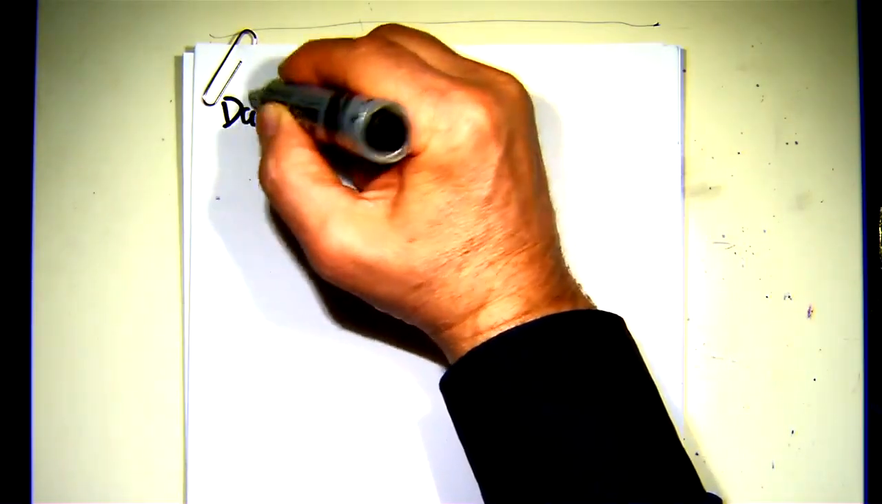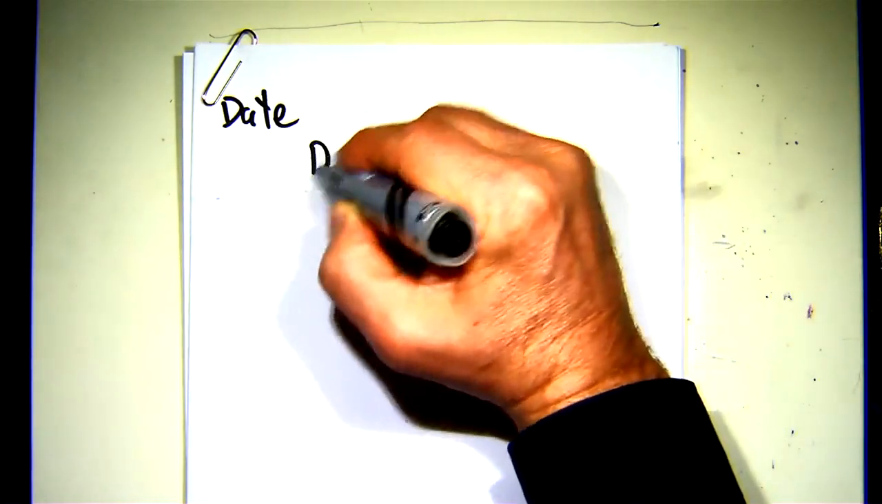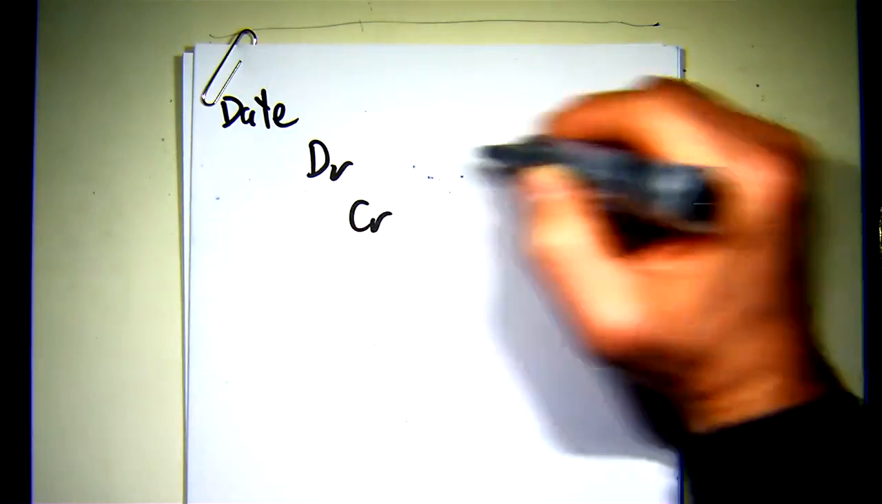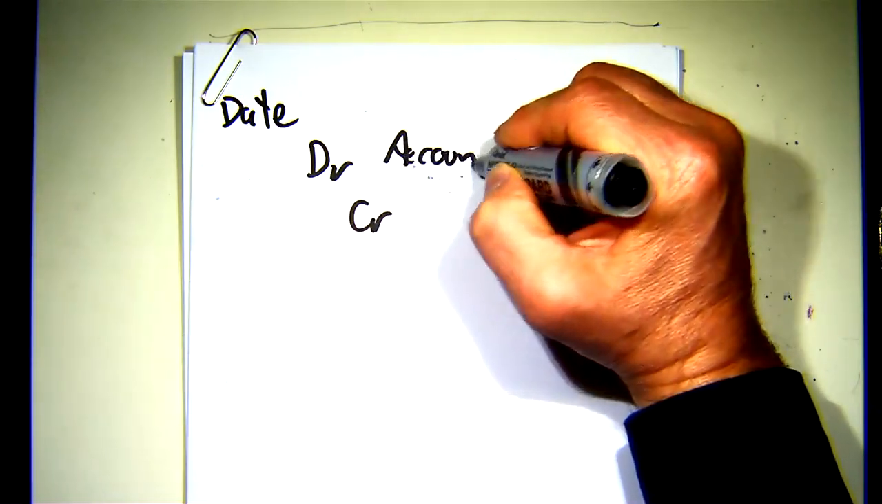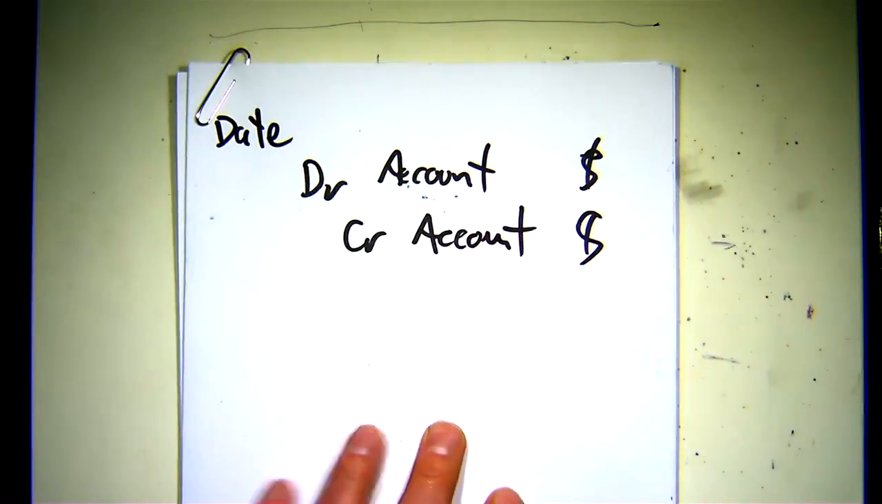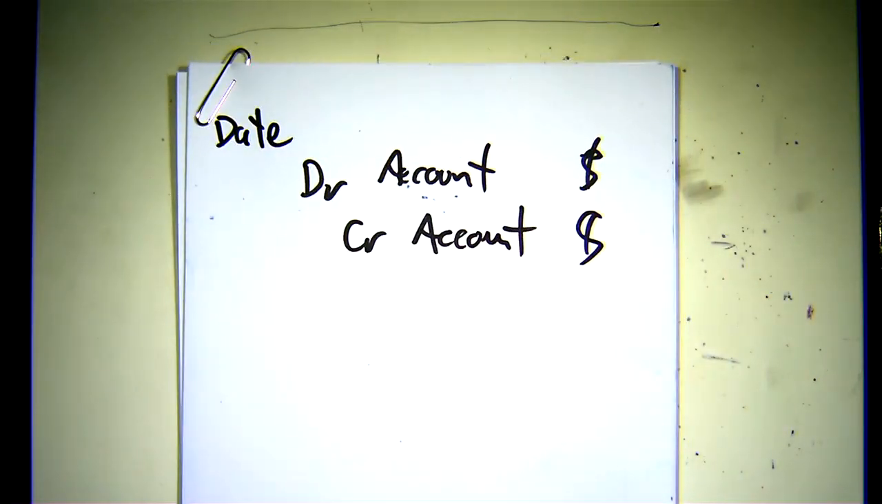Generally, we'll have a date, and then we'll have a transaction with a debit and a credit, and then an amount of money. So this is just the general format for our debits and credits for journal entries.